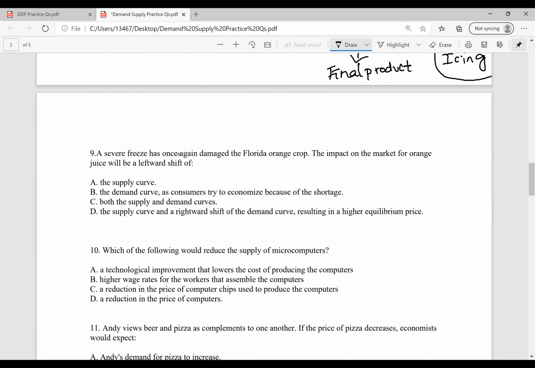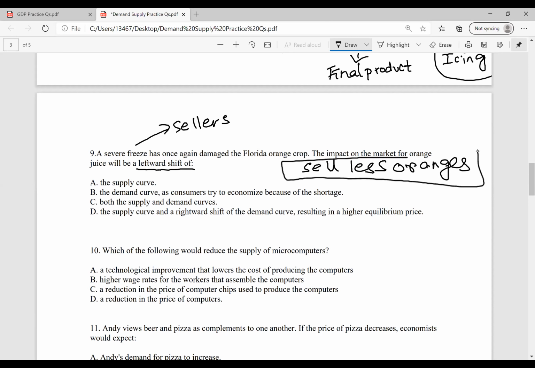Next one is, severe freeze has once again damaged the Florida orange crop. The impact on the market for oranges is going to do what? Here we are again looking at it from the seller's point of view. So they are going to sell fewer oranges. If they sell fewer oranges, the supply curve will shift to the left. Okay.